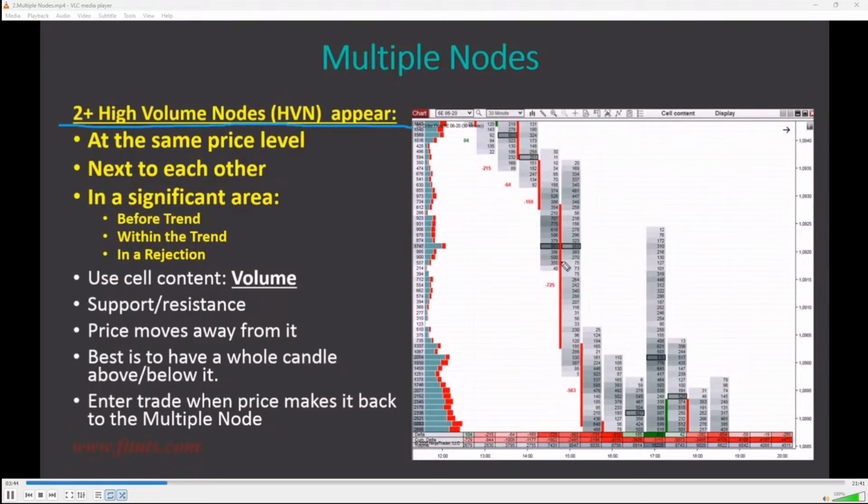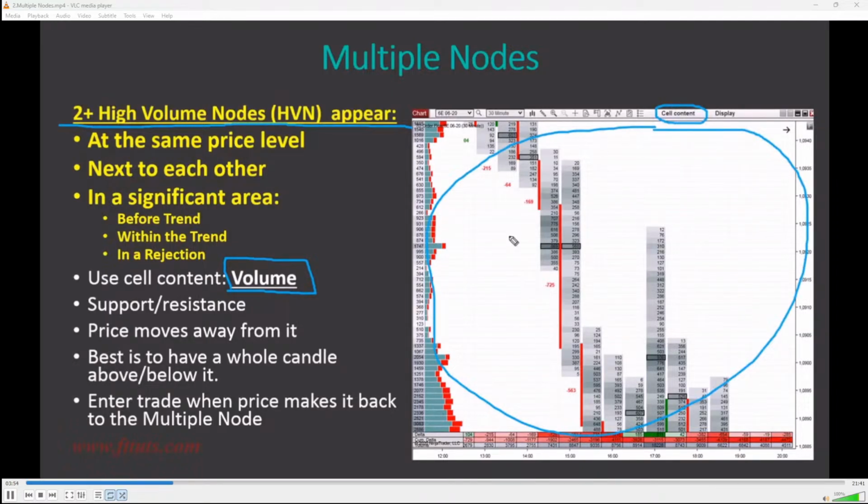Now, the setting which I use for this strategy is the volume setting. You can set it up in here in the cell content. You set it up for volumes. The chart will look like this with the nice gradient colors of gray. And those levels which you are going to find are strong support and resistance zones. So this level is a support and resistance zone. In this case, this is a resistance zone, all right?